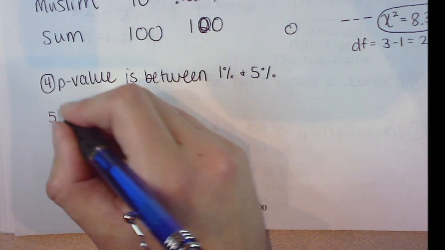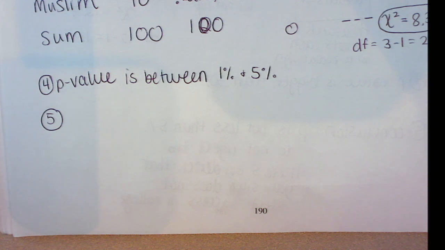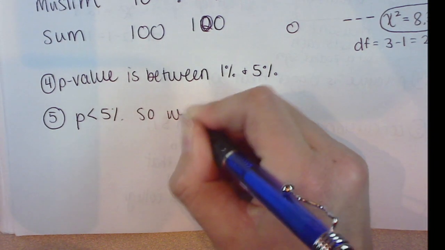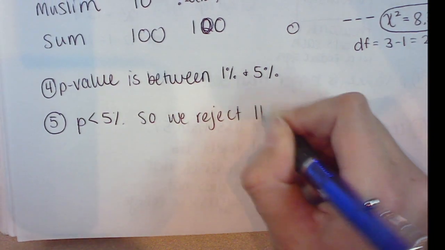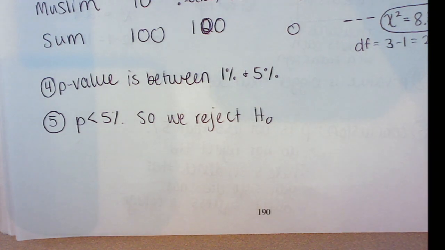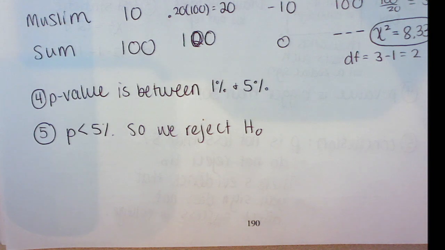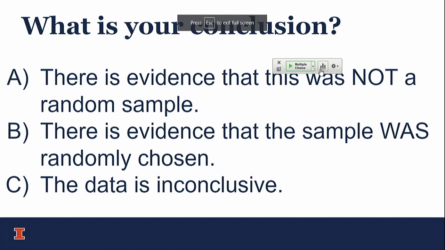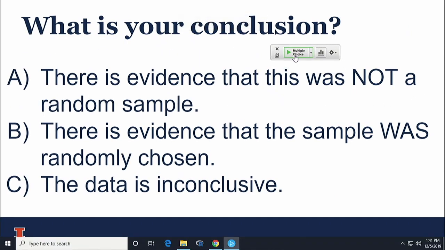So our very last step is to state our conclusion. Our p is less than 5%, right? So we reject the null. And I'm going to put up 2 options. I want you guys to pick which one's right. What does that mean for this? Is there evidence of a random sample? So here it is, last question. We'll do some more examples on Tuesday, but go ahead and pick. Is it evidence it was a random sample or not? We're rejecting our null. So what does that mean?